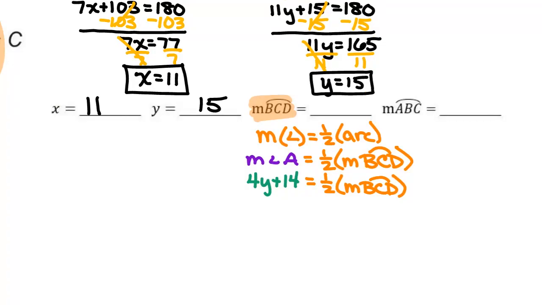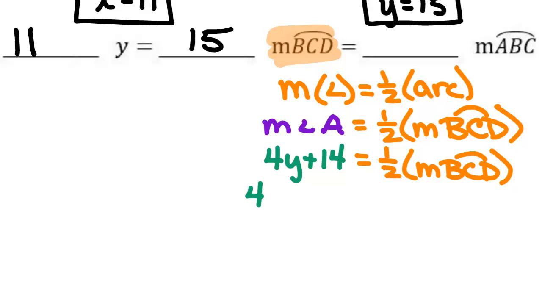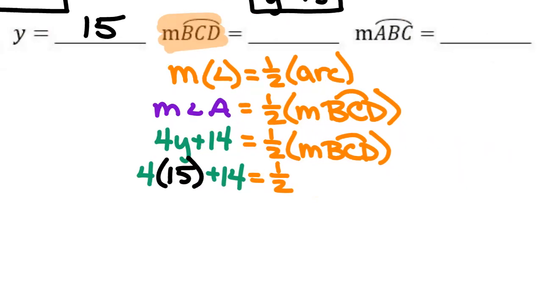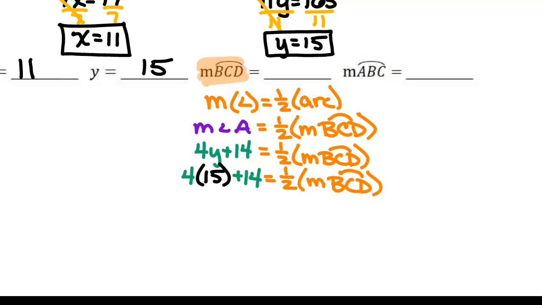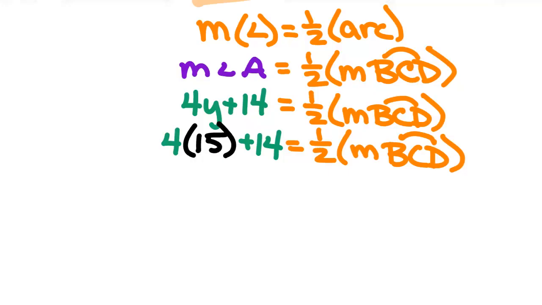We just figured out that y is how big? 15. So I have 4 times 15 plus 14 equals 1/2 the measurement of arc BCD. What is 4 times 15? 60 plus 14? So 74 equals half the measurement of arc BCD.